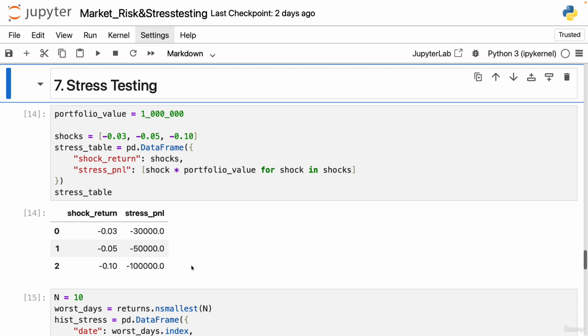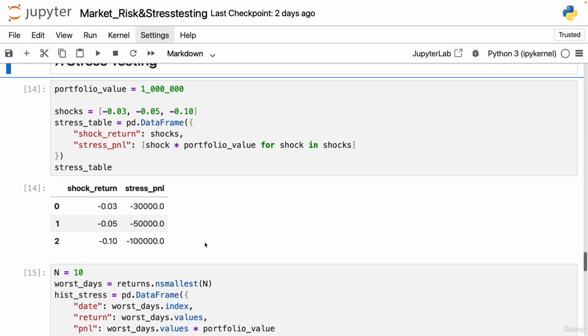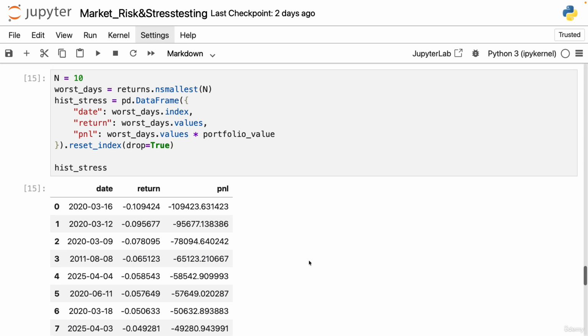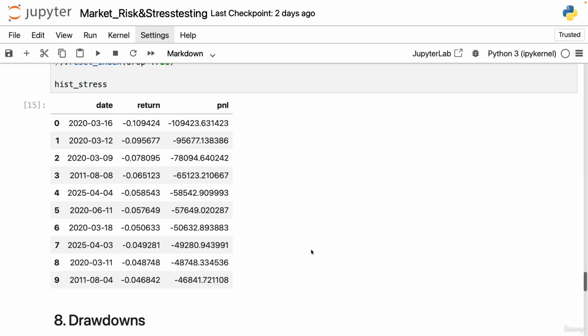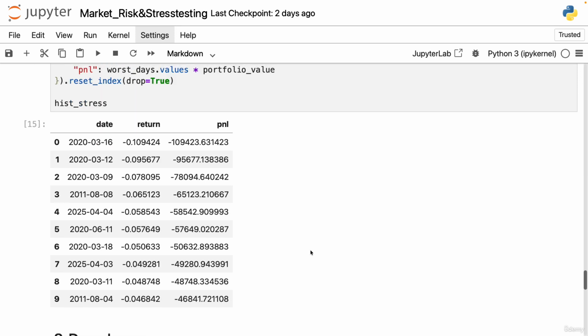In addition to hypothetical scenarios, we can also examine historical stress events, focusing on the worst observed trading days in the dataset. So let's scroll a bit down. This second table lists the 10 worst daily returns in the sample, along with their associated profit and loss. Each row shows the date, the realized return, and the resulting P&L for the portfolio.